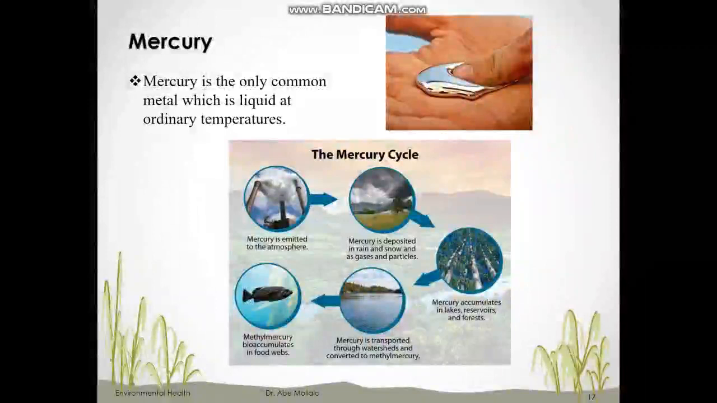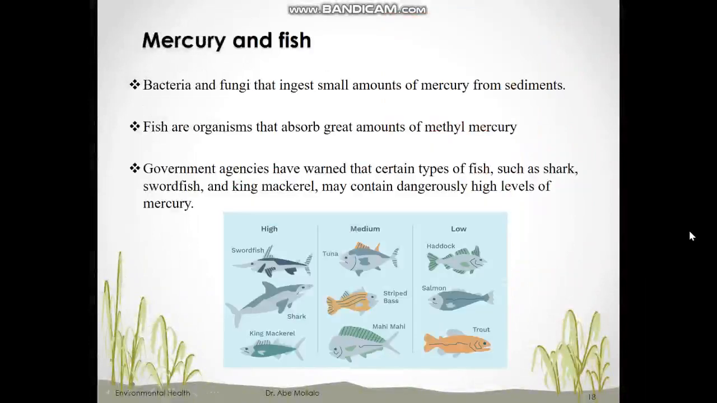we indirectly eat mercury. As I said, fish can ingest a great amount of methyl mercury. Some specific types of fish such as swordfish and shark contain a high level of mercury. Some fish can contain a medium level of mercury, such as tuna and mahi-mahi. And some contain a low level of mercury, such as salmon and trout.